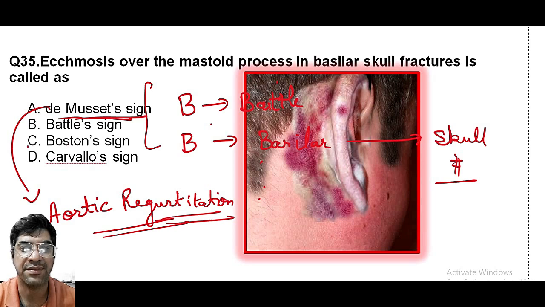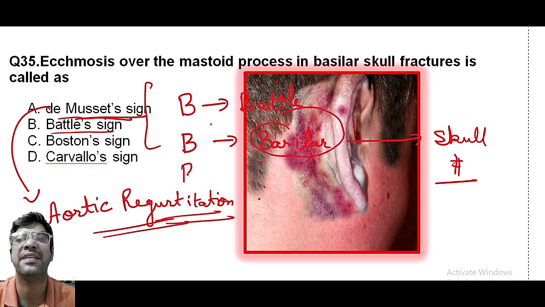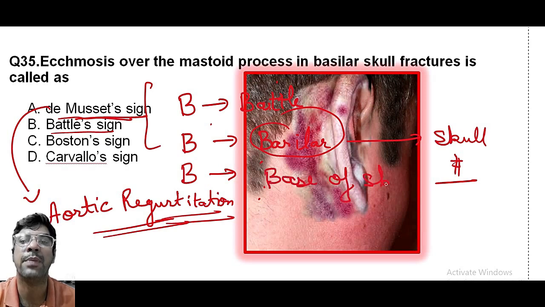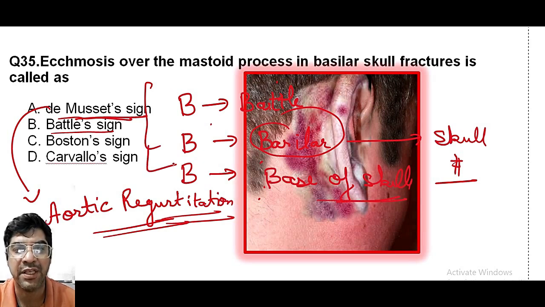Battle sign is a sign observed with the basilar skull fracture. And the third B is base of skull, as it occurs at the base of the skull. Battle sign, 3B. Remember the 3B. So it refers to the ecchymosis or bruising over the mastoid process.